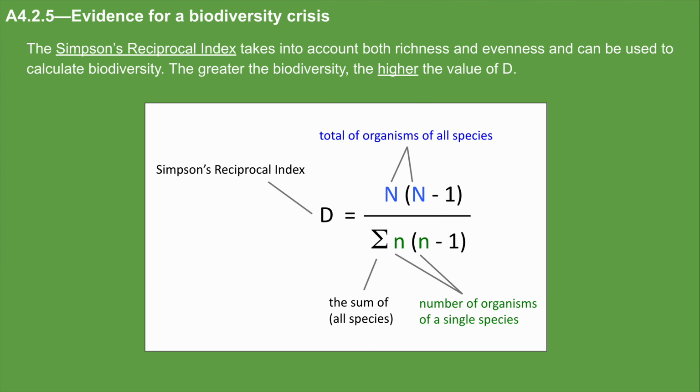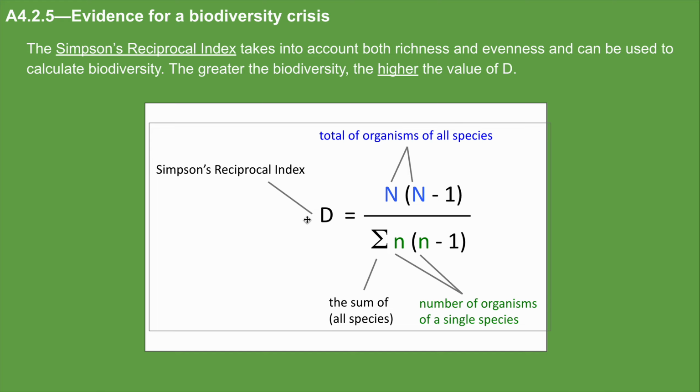So, coming back to the question I asked at the beginning, how can we put that numerical value on biodiversity? We are going to use the Simpson's reciprocal index. It takes into account both richness, the number of species, and evenness, the same approximate number of individuals of each species, and it can be used to calculate biodiversity. The greater the biodiversity, the higher the value of D.